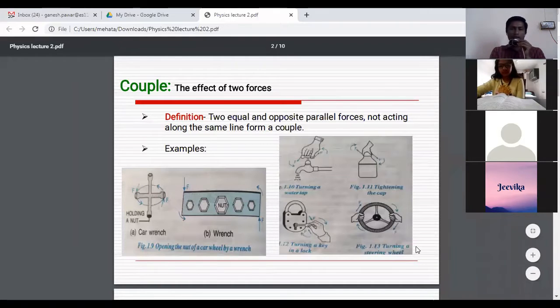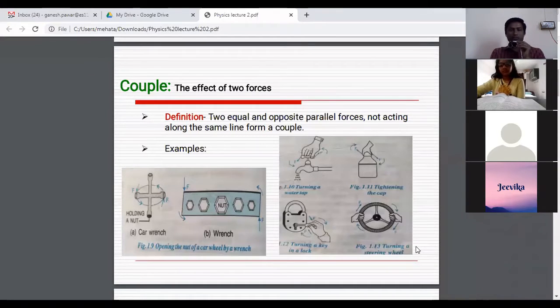Good morning, children. So we'll start with the concept of couple today. It is also called the moment of couple. Last time we discussed the concept of moment of force.